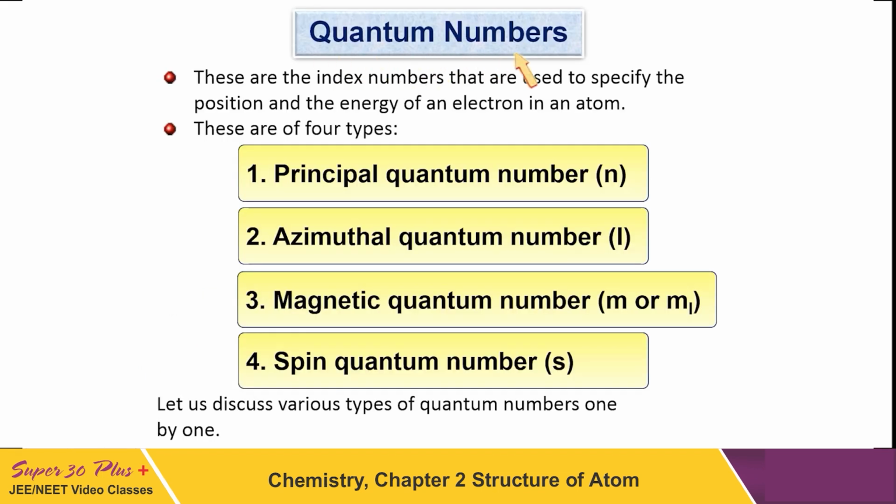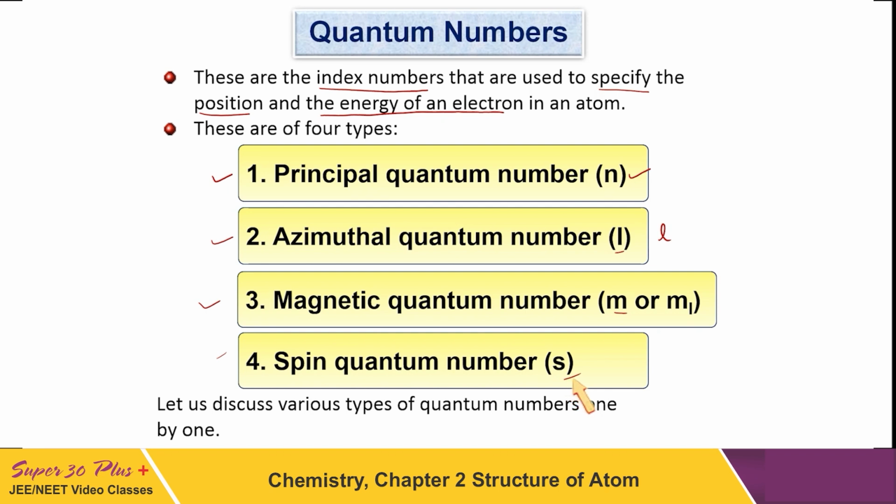So what are the quantum numbers? These are the index numbers that are used to specify the position and the energy of the electron in an atom. Basically there are four quantum numbers, students. Number one is the principal quantum number, represented by small n. The second one is the azimuthal quantum number, represented by small l. The third one is the magnetic quantum number, represented by m. And the fourth one is the spin quantum number, which is represented by s.